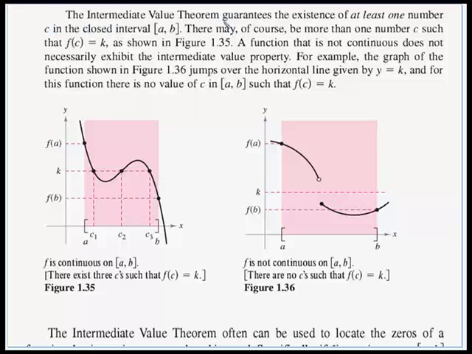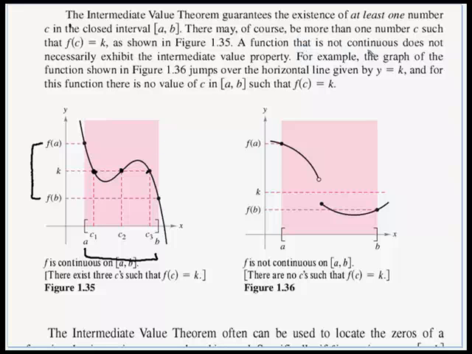So the IVT guarantees the existence of at least one number, c, in that closed interval from a to b. There may be, of course, more than one number c such that f of c is going to equal that number k, as shown in figure 135. This is like the picture I drew. Here's our interval from a to b. We're going to go on the y-axis from f of a to f of b, and if you pick this value for k, you're going to look straight across and run into the graph several times.